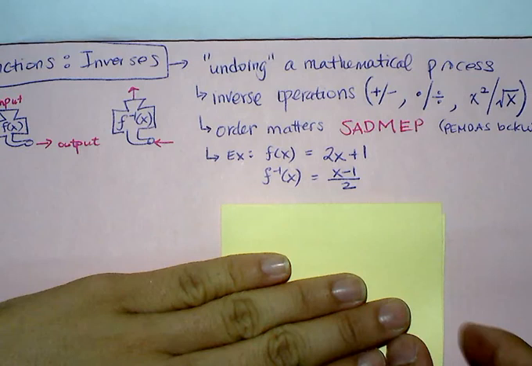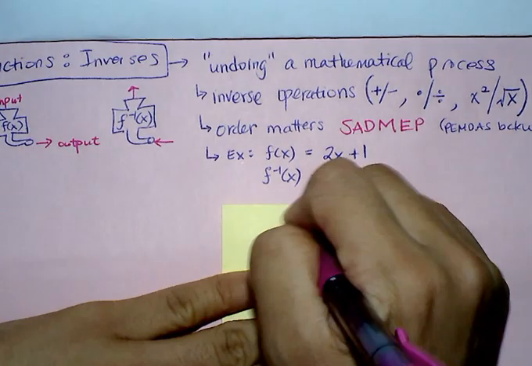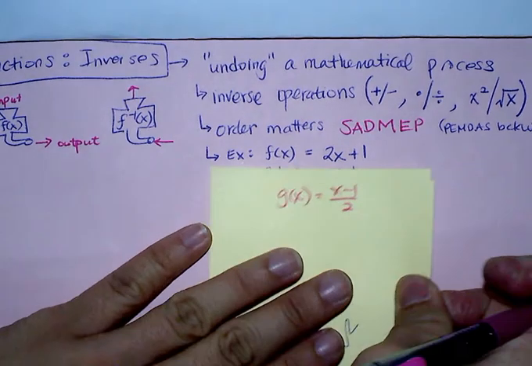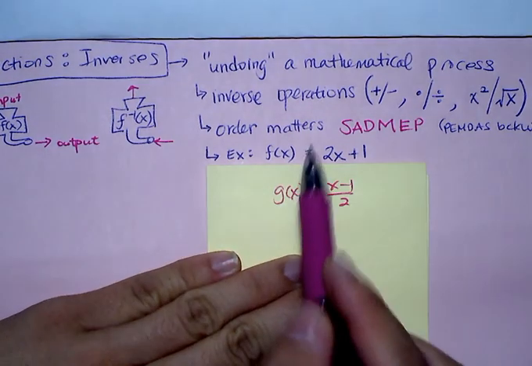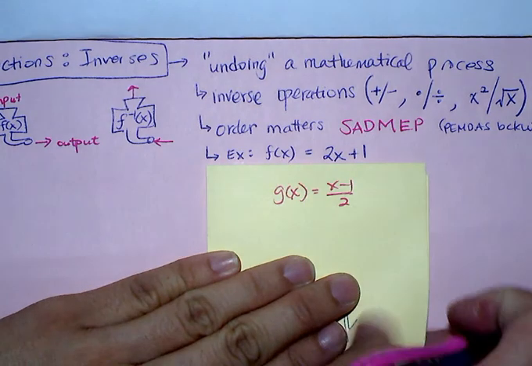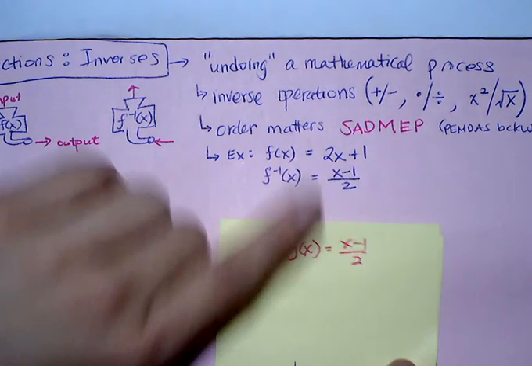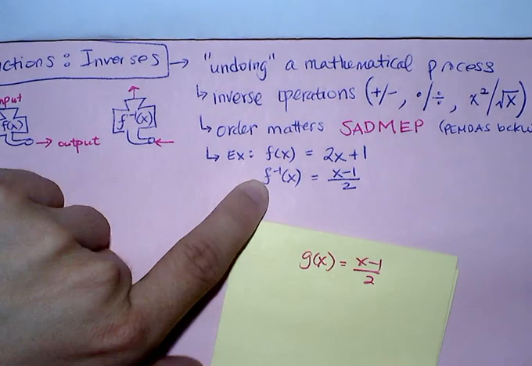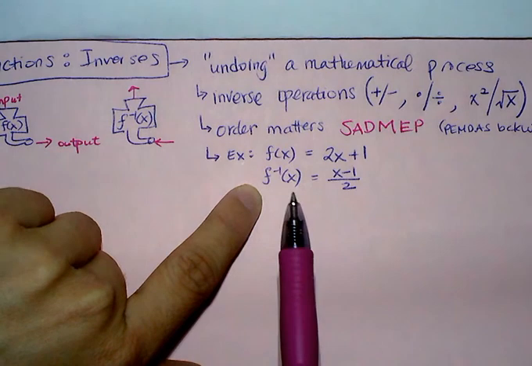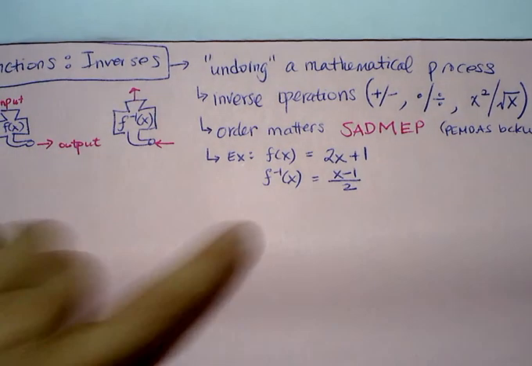Now let me tell you something. I could have just called this g of x. I could have said, okay, these are two functions and they're inverses of each other. And that's correct too. But calling it f inverse is more convenient because it gives more information: it's the same as this function, but it's the inverse of that function. You get me? So that's why that notation is useful.